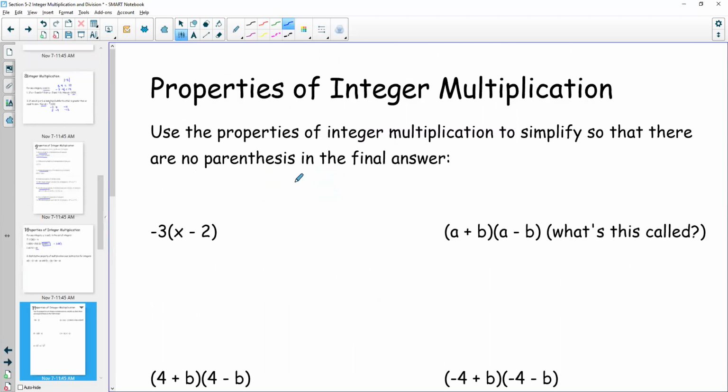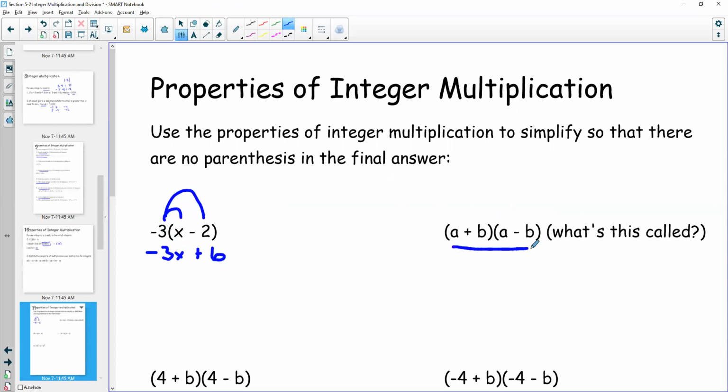When we use properties of integer multiplication, we can simplify, right? What do we call it when we do that? This is distributing, right? So what we can do is multiply our integers in. So this would be negative 3 times x gets me negative 3x. Negative 3 times negative 2 is a positive 6.